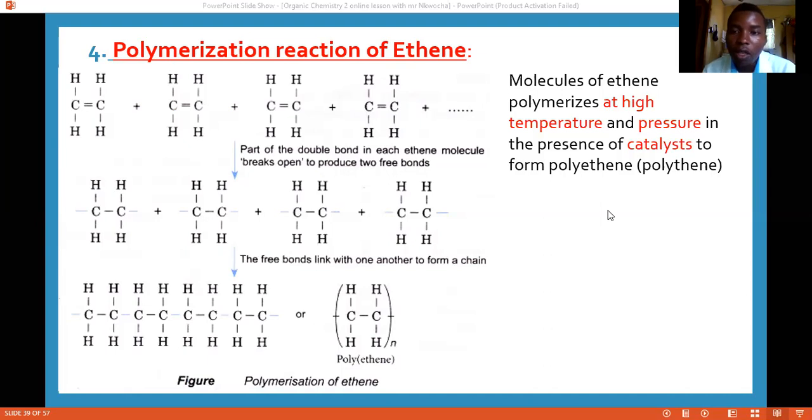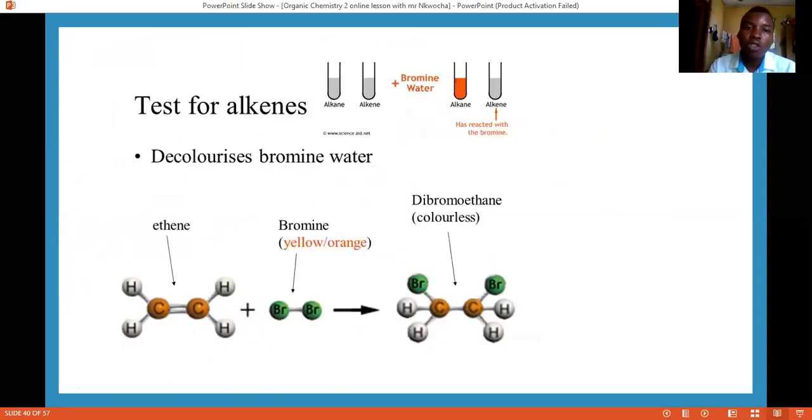Okay, then which other thing? Do I have another thing on this? Yes. Okay, this is just to distinguish between an alkane and an alkene. You use bromine water, bromine dissolved in tetrachloromethane. If it is an alkane, you can see the bromine water is retained, the color is retained, but for an alkene, it has decolorized.